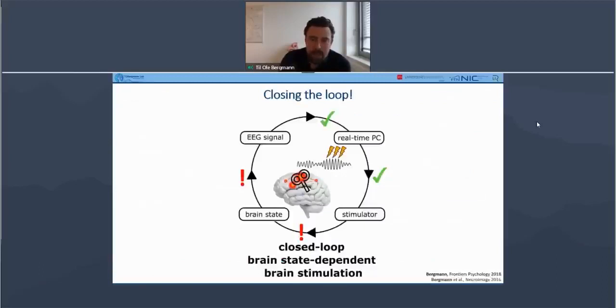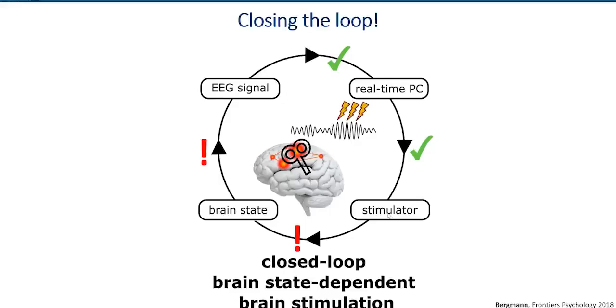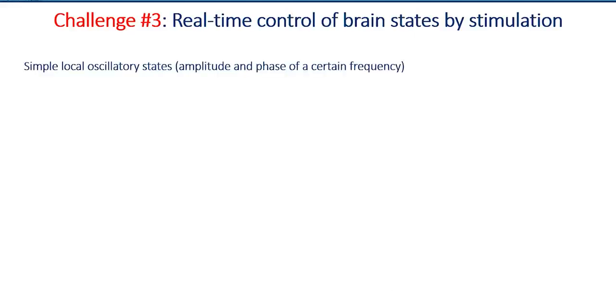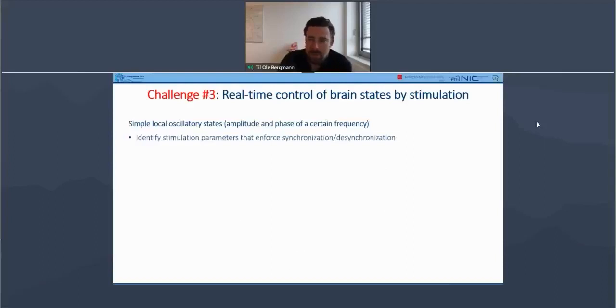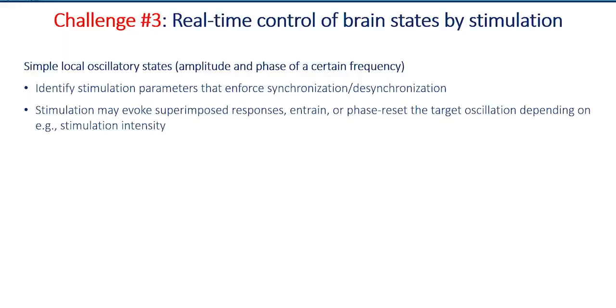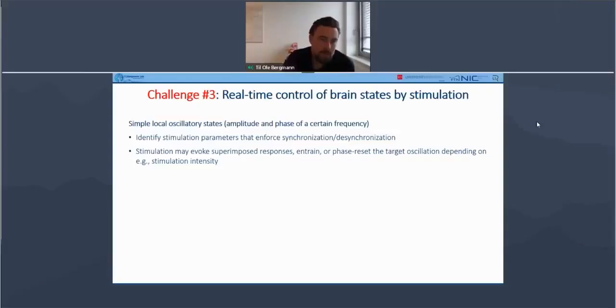And then finally, even when you imagine we could extract the brain state without problem, we're fast enough to change our stimulation and everything, would we be able to actually control the brain? So I think the biggest challenge eventually is that we don't know how to control the brain with stimulation. Again, for simple oscillatory states, we'd need to identify the stimulation parameters that enforce synchronization. And it could still be that the stimulation evoked superimposed responses. It might be able to entrain or actually phase reset oscillations, depending on the stimulation intensity. So we have to find out what exactly we need to do to change an oscillatory state.